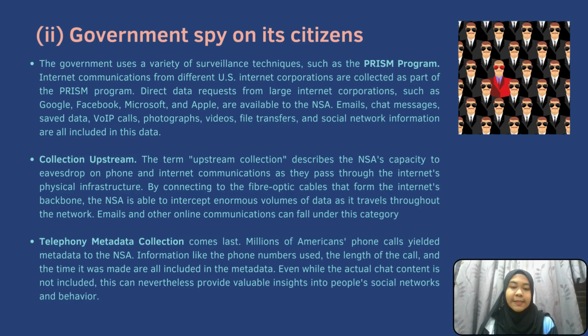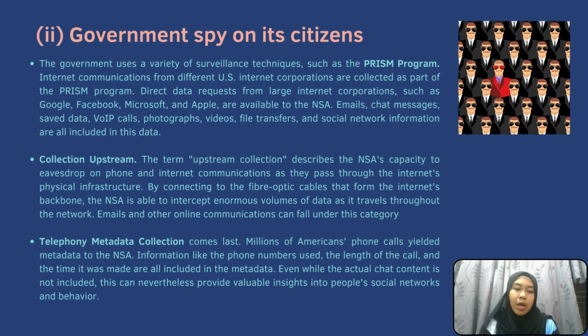Second is government spying on its citizens. The government uses a variety of surveillance techniques such as the PRISM program. Internet communications from different US internet corporations are collected as part of the PRISM program. Direct data requests from large internet corporations such as Google, Facebook, Microsoft, and Apple are available to the NSA. Emails, chat messages, stored data, voice calls, photographs, videos, file transfers, and social network information are all included in this data.